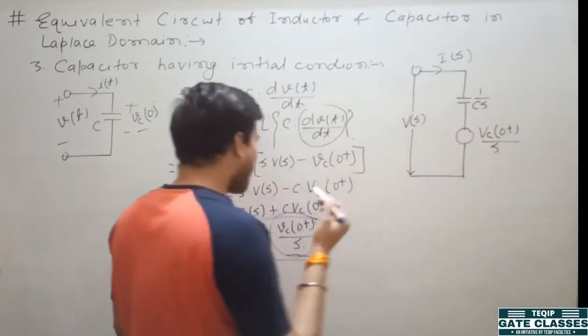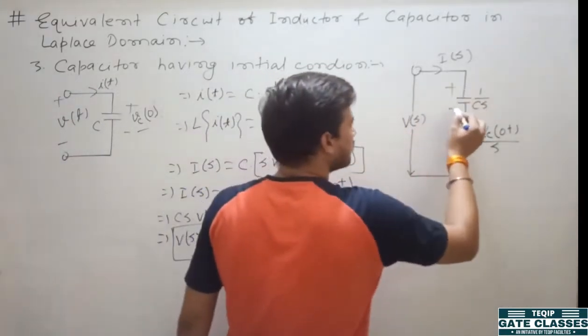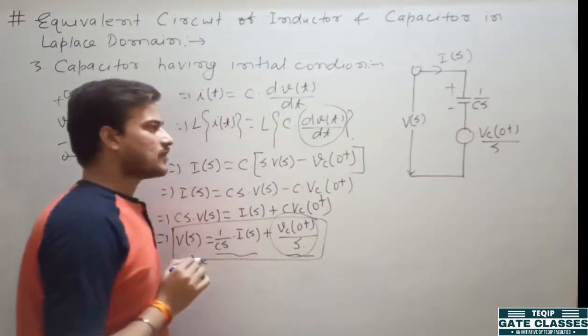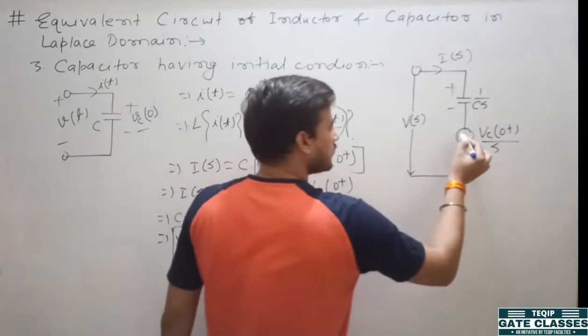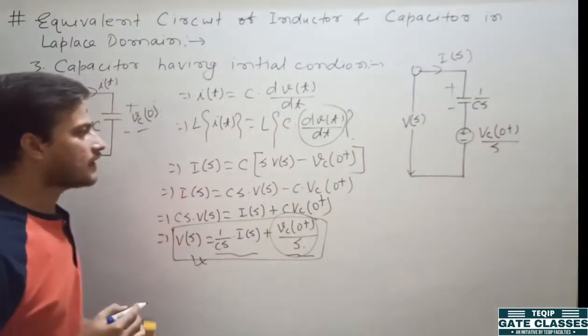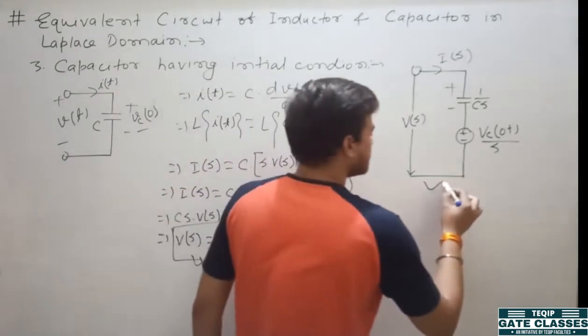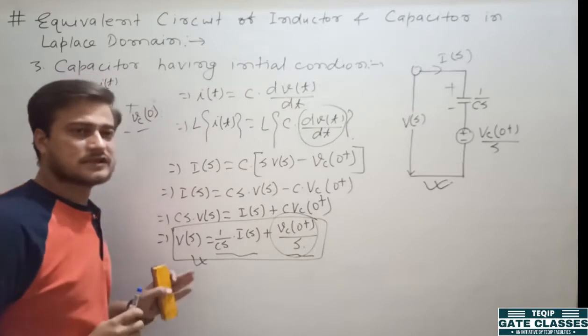Now we have to show the direction of the voltage source. So here the potential drop through this one will be plus minus 1 by Cs into Is. Similarly, here the direction of voltage is positive. So here it will be written as positive, negative. So this is the equivalent circuit of a capacitor in the Laplace domain having some initial conditions.